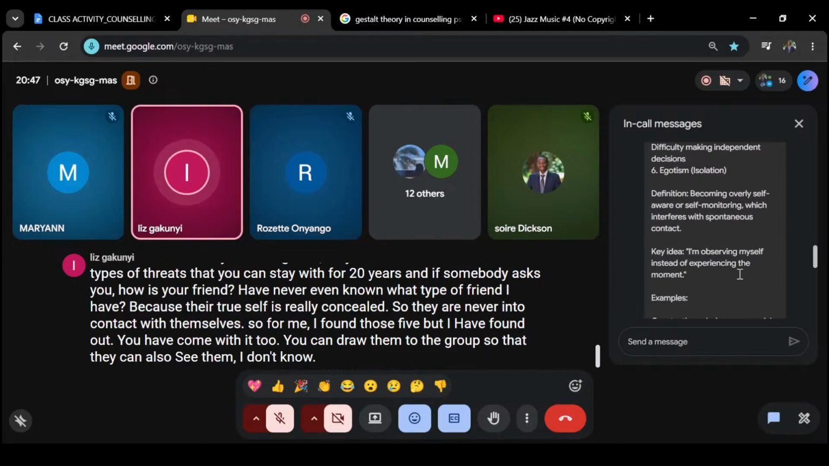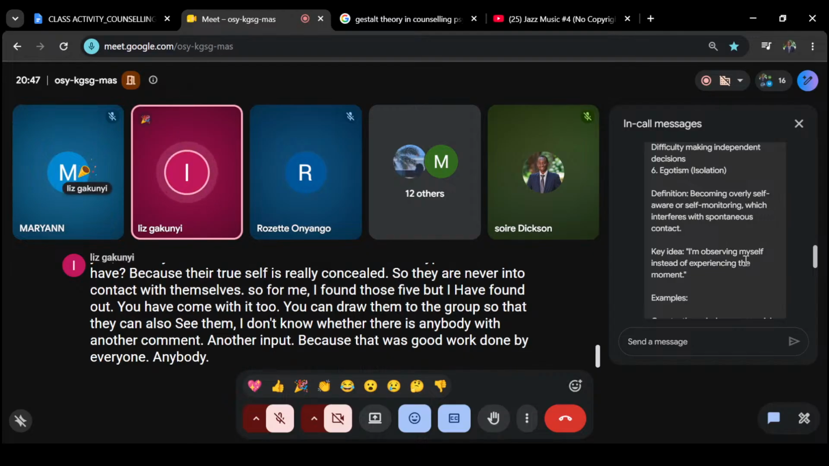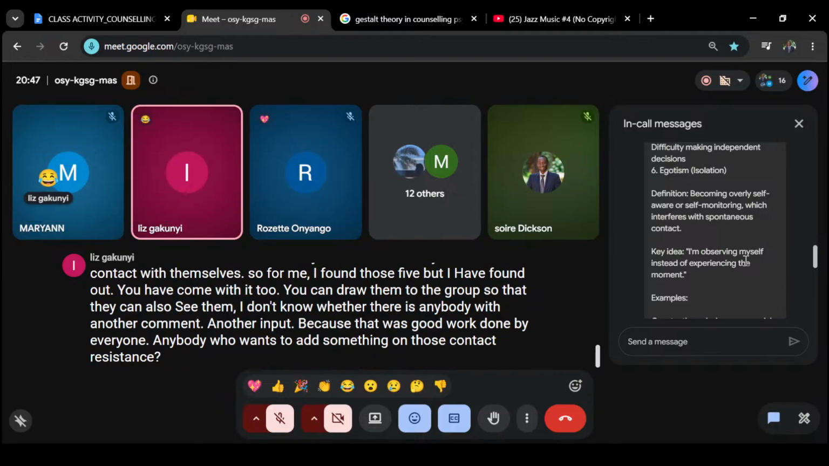I don't know whether there is anybody with another comment or input, because that was good work done by everyone. Anybody who wants to add something on those contact resistances? Anyone?